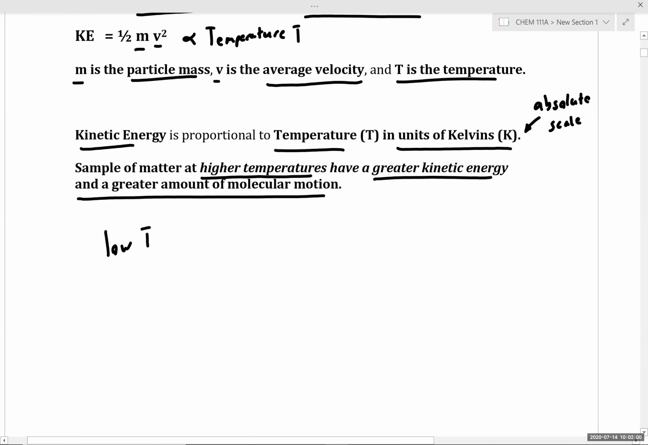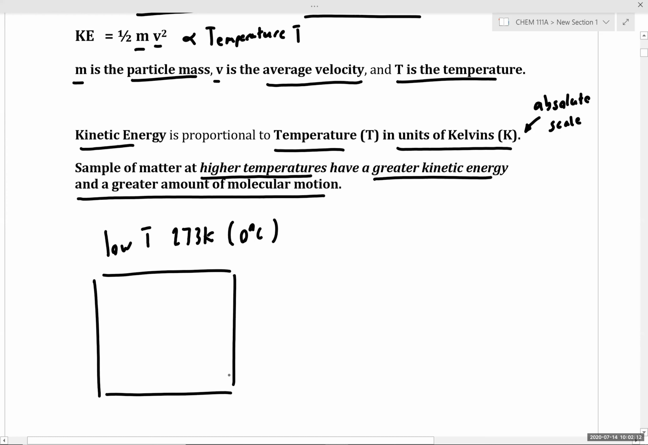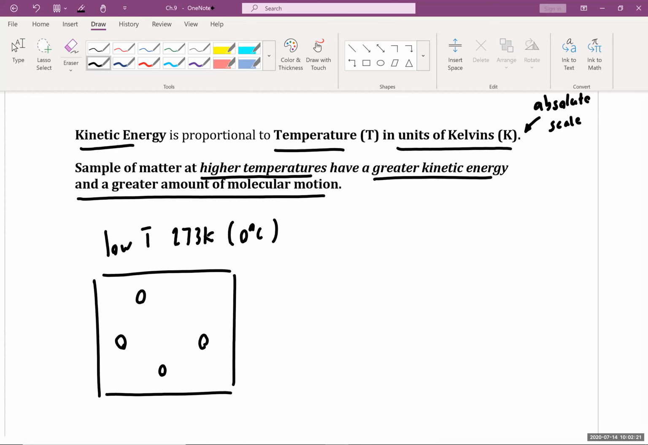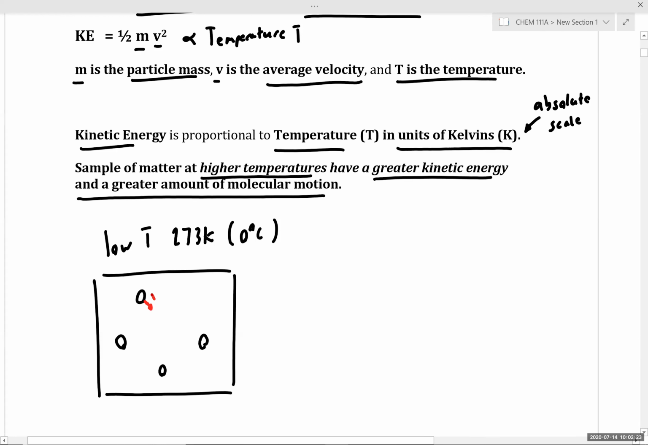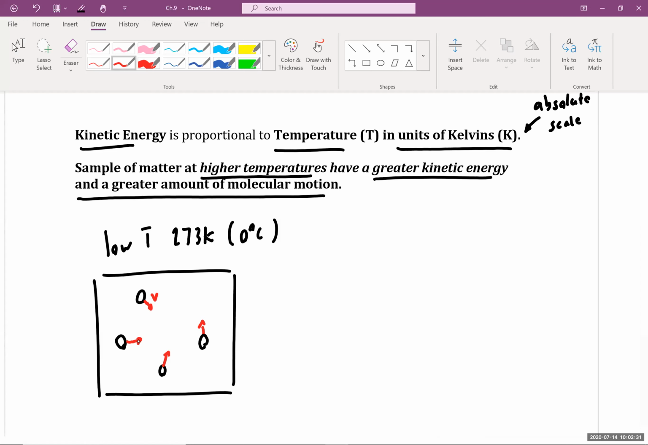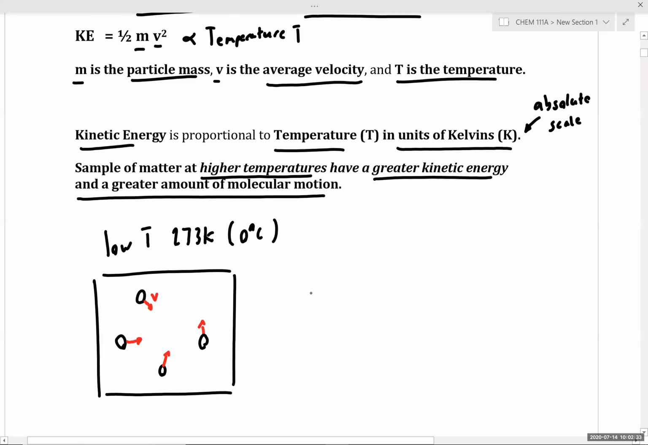So if we look at a low temperature sample, let's suppose we're looking at 273 Kelvin, which is about 0 degrees Celsius, and we're trying to see, well, how is this gas behaving? Each of these particles are just moving about in random directions, and we'll write their velocity as this v here. So we'll draw an arrow to represent the velocity. There's a relatively small amount of molecular motion.